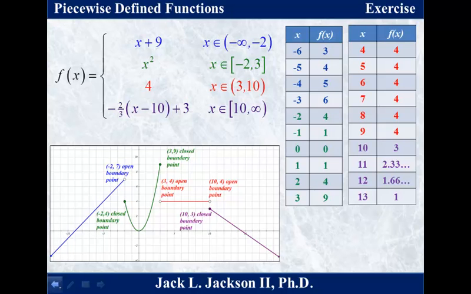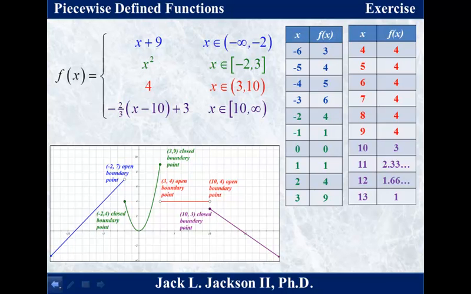0, 9 is not on the graph because it stops at the boundary point negative 2, 7. So notice I plug in negative 2 there. I say negative 2 plus 9 is 7. So negative 2, 7 is the boundary point of that piece.